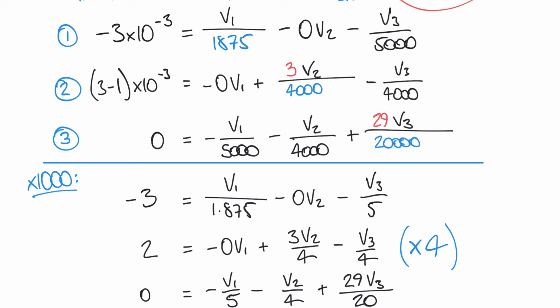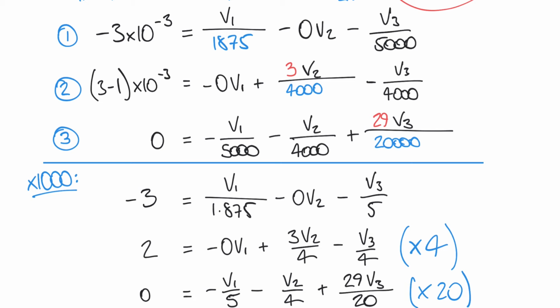Here on the right hand side of equation 3, I could multiply everything by 20. 5 goes into 20, 4 goes into 20, and 20 goes into 20. And so if we multiply everything on the right hand side here by 20, multiplying the left-hand side doesn't really matter because it's 0. We can simplify this equation a little bit. And finally, what to do with this first equation. The second and third equations were easy enough. We can multiply everything in equation 2 by 4. We can multiply everything in our third equation by 20.